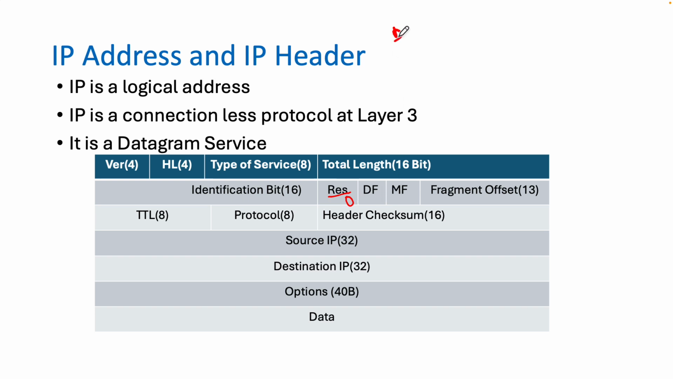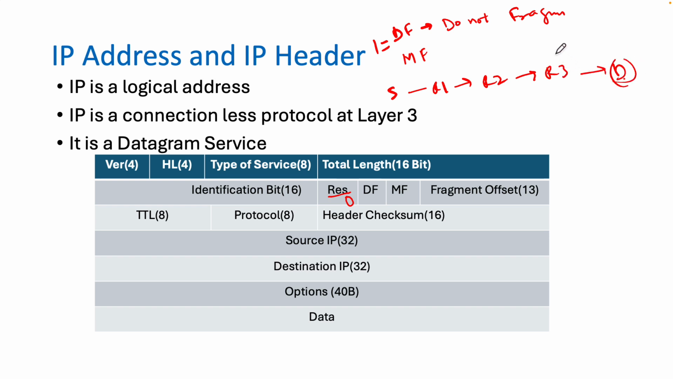Let's talk about this DF bit and MF bit. DF means do not fragment. If your DF bit is set to 1, it means you don't want your packet to be fragmented. So what will happen in that case? Once the packet reaches R3, like this one is source, R1, R2, R3, and this one is D, destination. If this has an MTU limit of 500, and you have this DF value set to 1, then your packet will be dropped because it doesn't allow more than 500 bytes. Alright, so ideally it's set to 0.